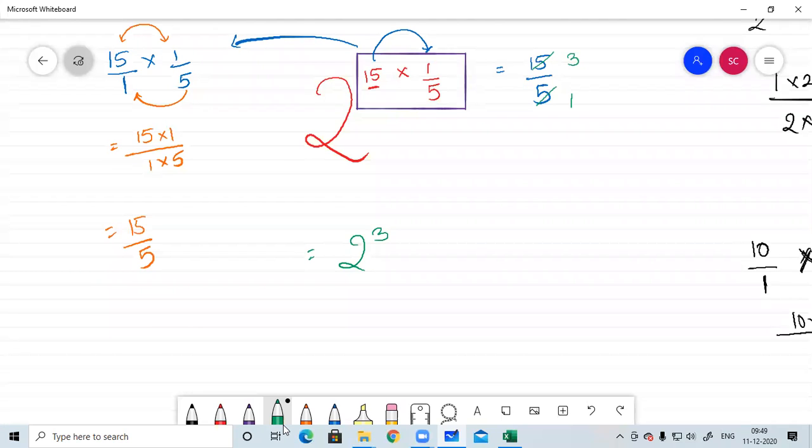Why 3? Because again, it's 3 upon 1. And 3 upon 1 means same as 2 raised to the power of 3. Have you all understood this? Yes, no? Have you all understood? Yes, sir. Okay. Now, next part.